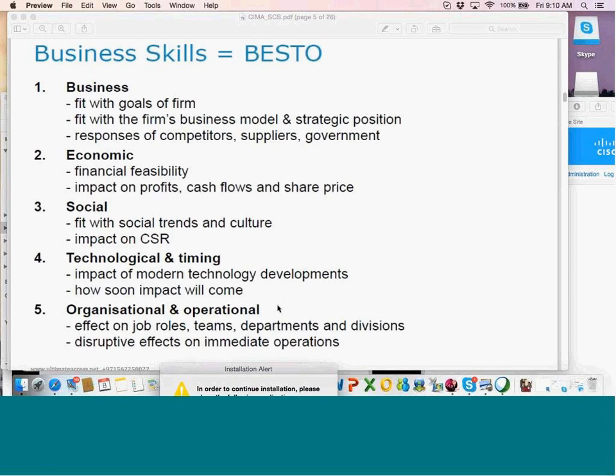Now, when we talk about business, we're looking at the fit with the goals of the firm, with the firm's business model and strategic position, and responses of competitors, suppliers, and government. When you think of a project, for example, I'm not launching into this particular case study right now because we will evaluate it well in our next classes. In one of the previous sessions, there was a case study on the soccer club.